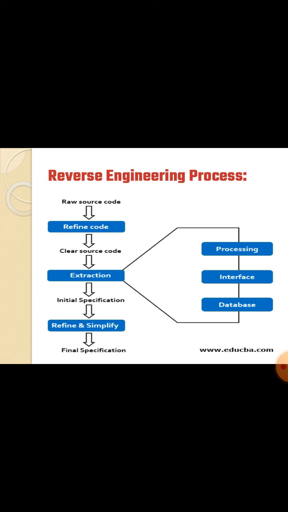Next one, the reverse engineering process. In this process, unstructured source code is restructured into refined code. Clean source code is fed to extract abstraction. In this activity, the engineers must evaluate older programs and extract information. The output of the reverse engineering process is clear: the final specification obtained from unstructured source code.